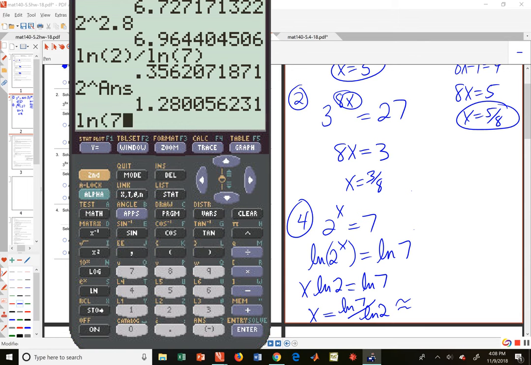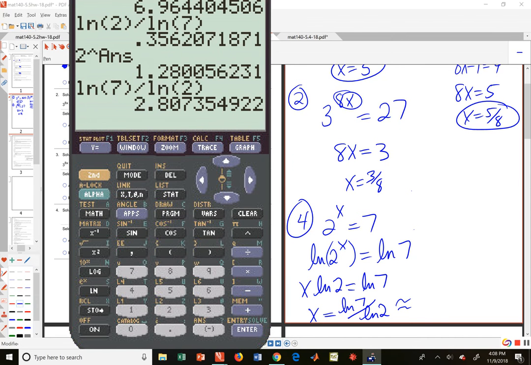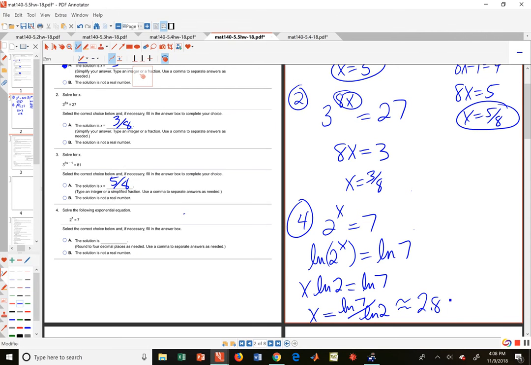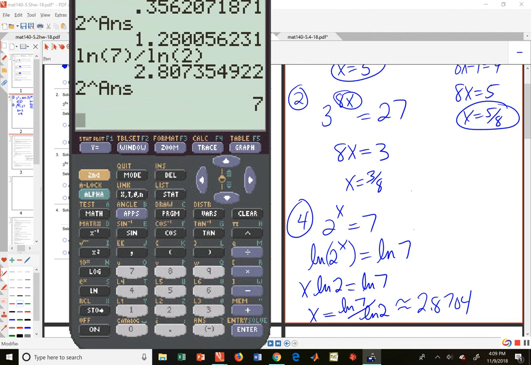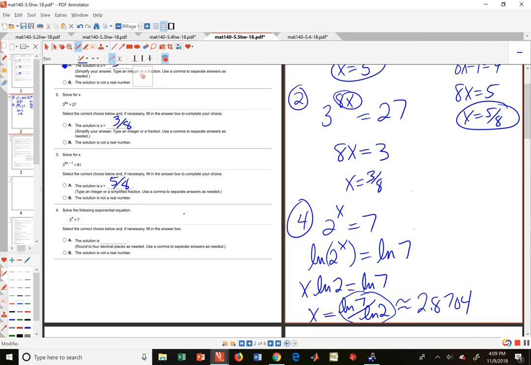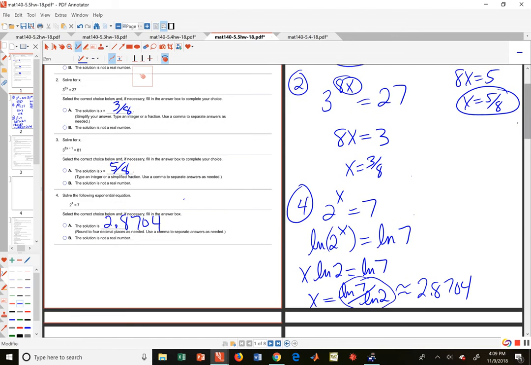Until I checked it, the ln of 7 divided by the ln of 2. Now we're talking 2.8 something, 2.8074. Now you can check and raise it to that power, and you do get 7. So we have our answer. Now this is actually the answer, not the approximation over there, unless they say to use decimals. Oh, it says round to 4 decimals as needed. So we got it. So it's 2.8704. All right.